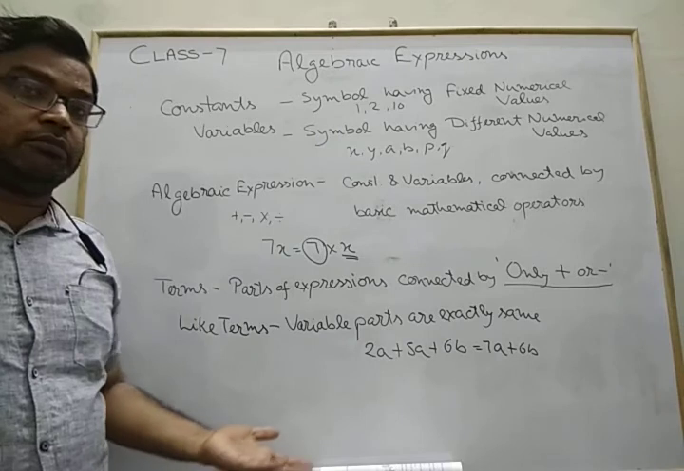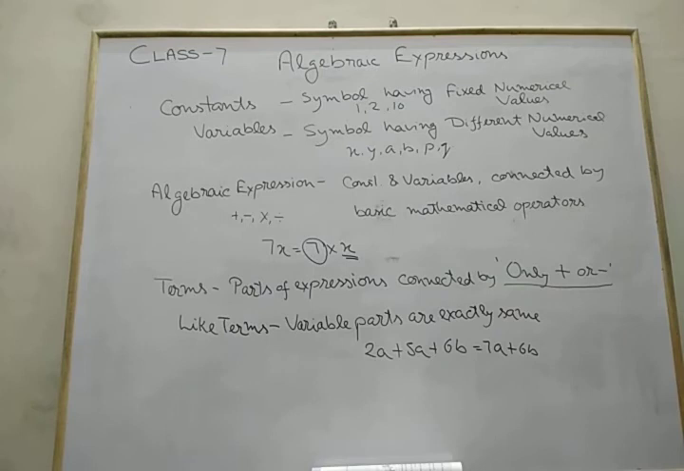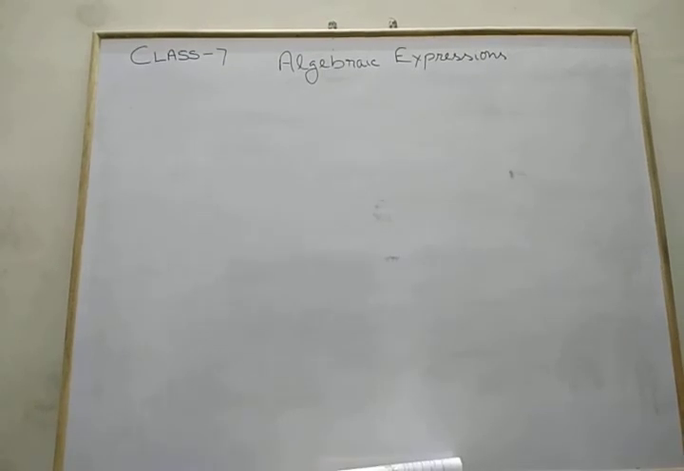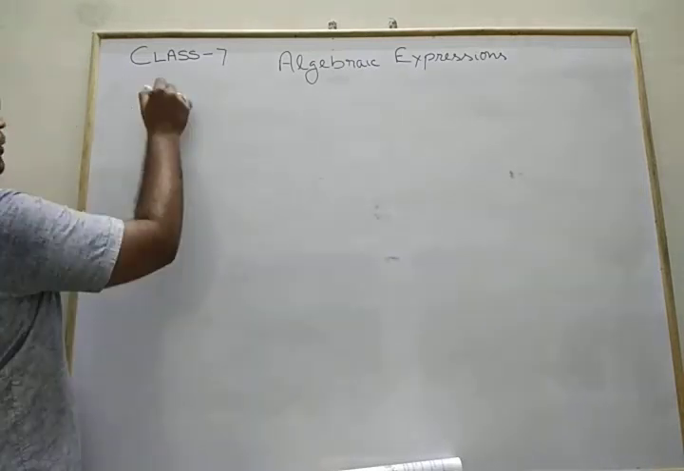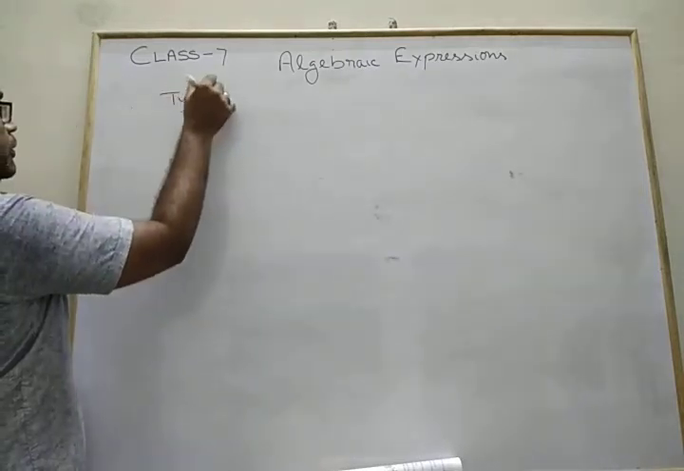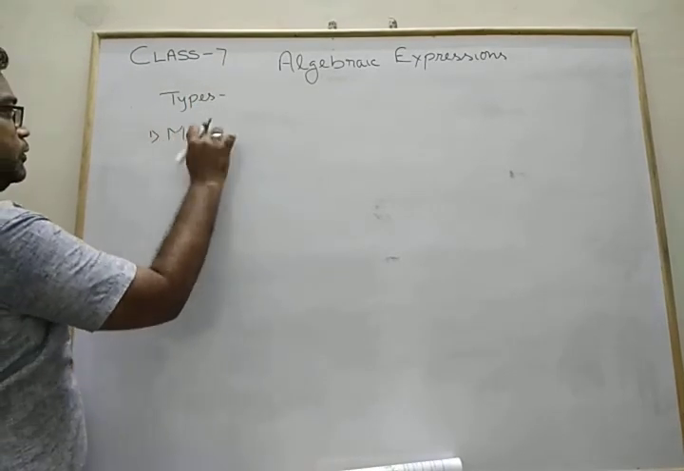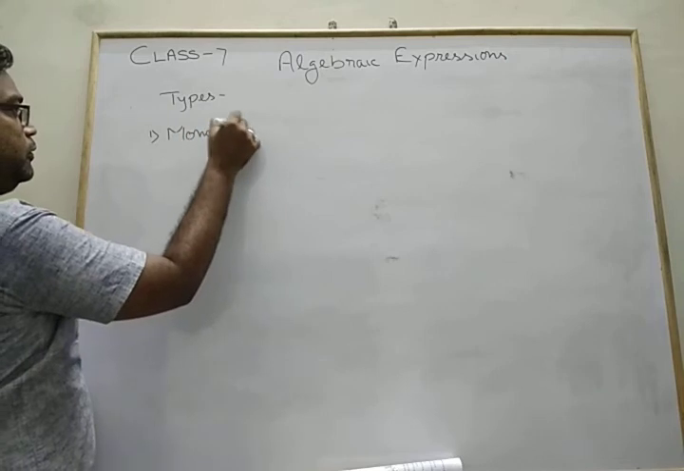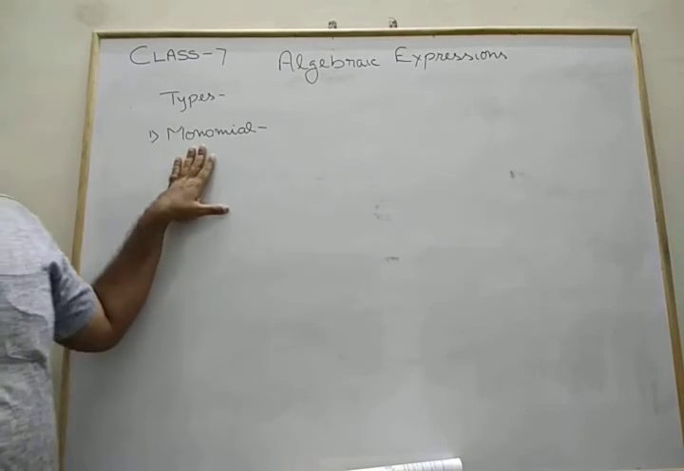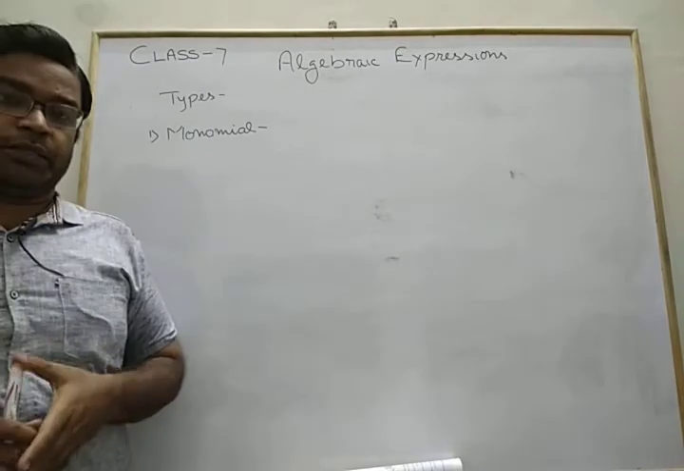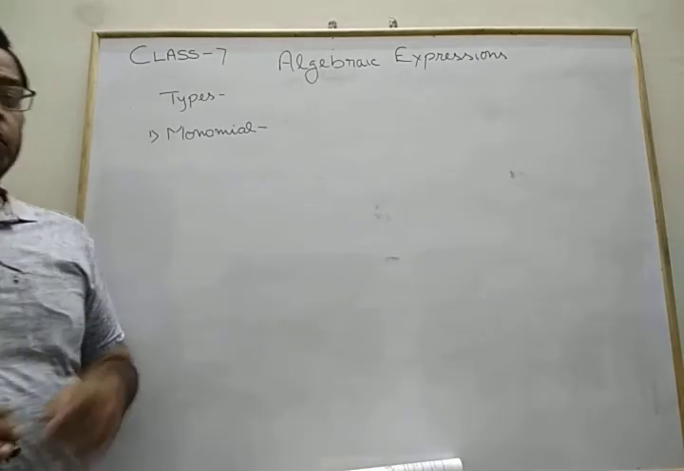Now move to the next part, types of algebraic expression. Now we are going to discuss types of expression. I am writing only the types. The first is the monomial. Mono means one. If in an expression we have only one term, that expression is known as a monomial.